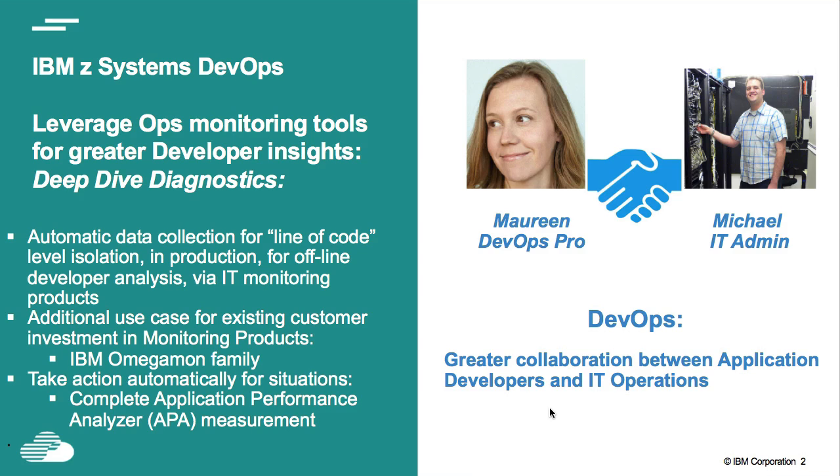monitoring products. This is an additional use case for existing customer investment in IBM monitoring products such as IBM OMEGAMON. And we'll take action automatically for situations. In this video, we show the completion of an Application Performance Analyzer, or APA, measurement.